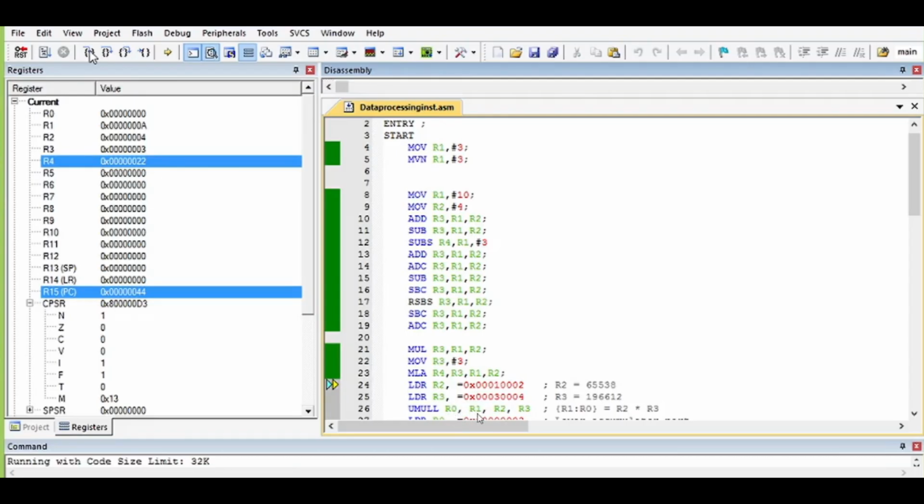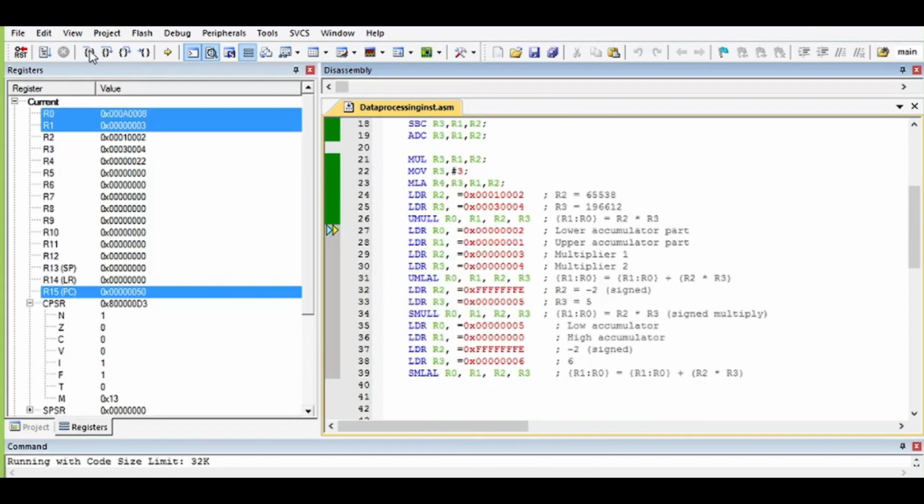If you notice here, out of the total 64 bits, the higher 32 bits are stored in the register R1 and the lower 32 bits are stored in the register R0. That's why it is shown here, higher value in R1 and lower value in R0, when you multiply R2 and R3. So this is one of the instructions. Fine. So the result of unsigned multiply long is stored in R0 and R1. As you can see, the lower 32 bits are stored in R0 and the higher 32 bits are stored in R1.